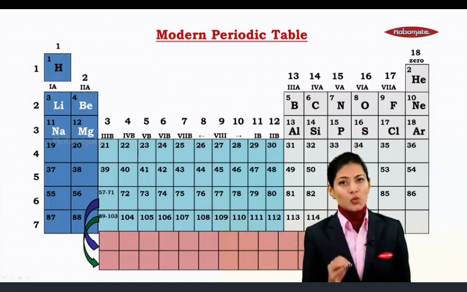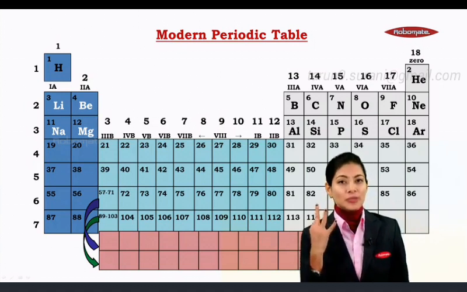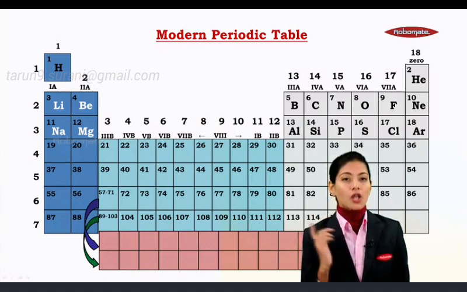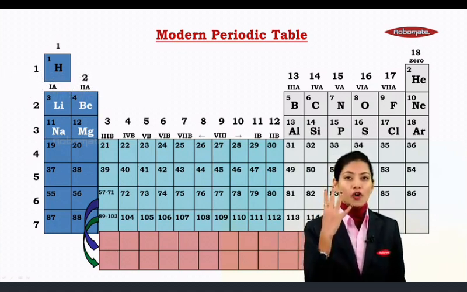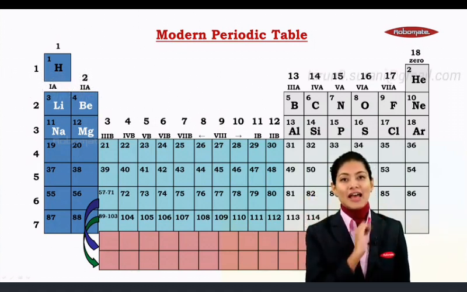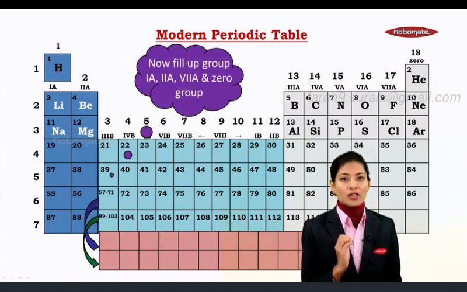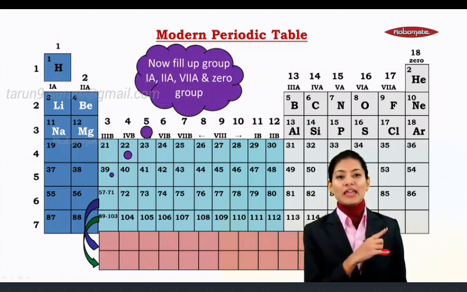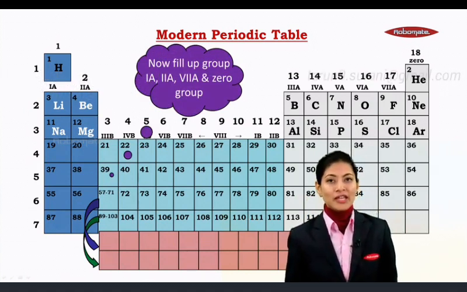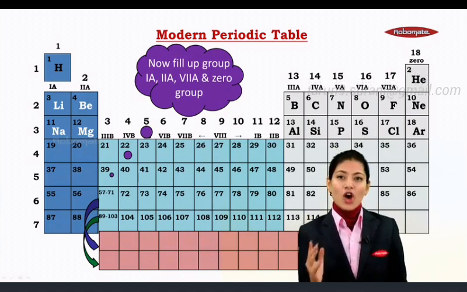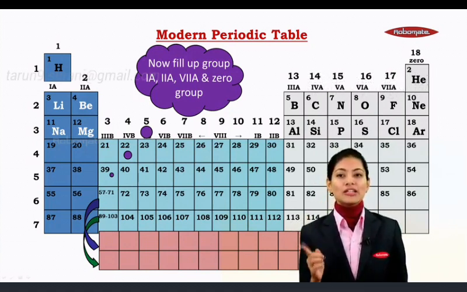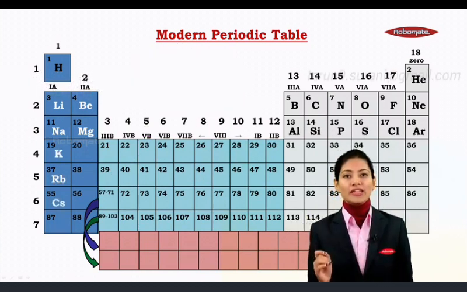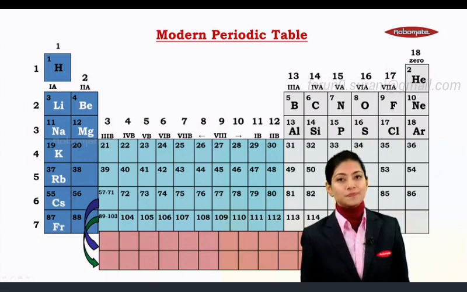So up till now we filled the elements of 3 periods. We are also going to fill the elements of 4 groups. Not all the groups, but only 4 groups, that is the first 2 and the last 2. So we are going to fill group number 1A, 2A, group number 7A and finally the 0 group. In group number 1A, we already have the elements hydrogen, lithium, sodium, followed by potassium, rubidium, cesium and finally francium.